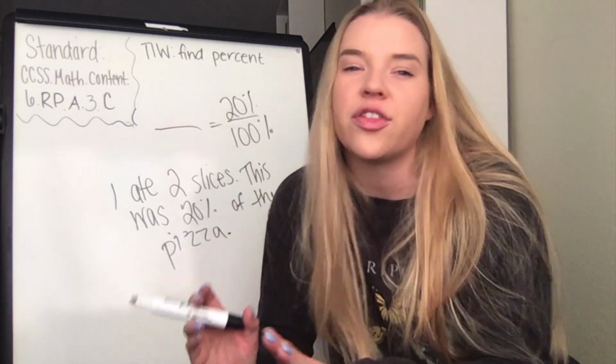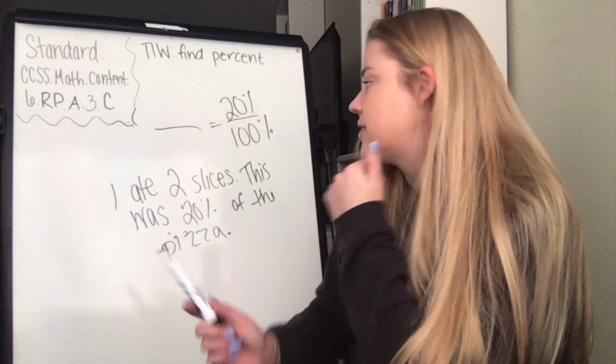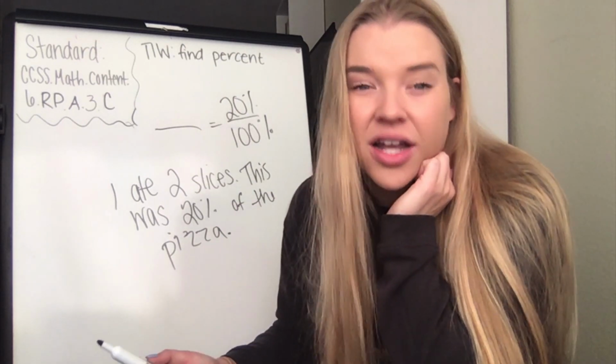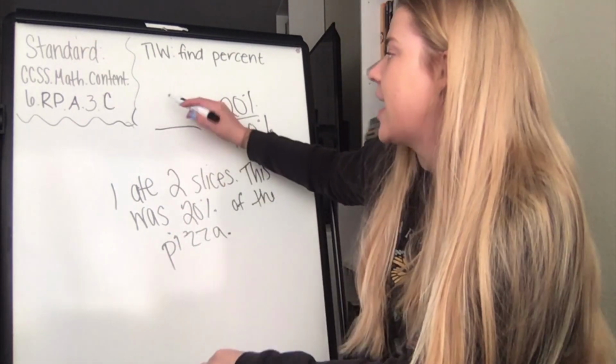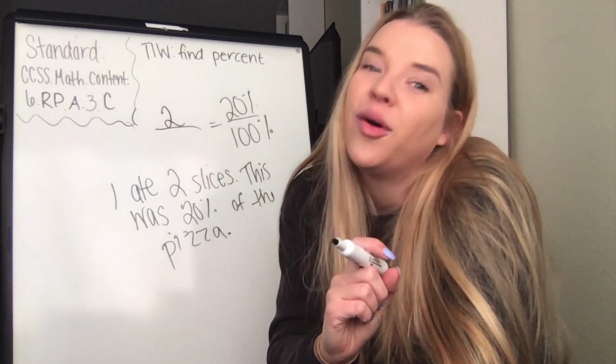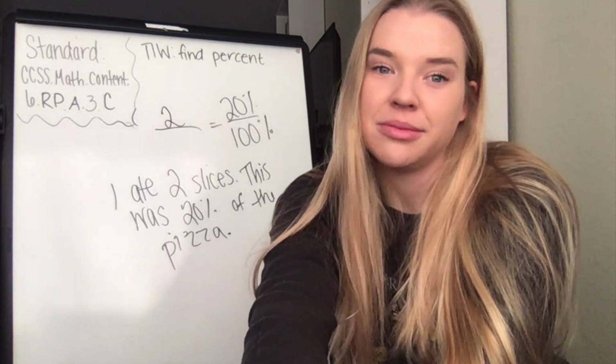And now I have to look at whatever other number and decide, is that a part or is that a whole? So I ate 2 slices of pizza. Did I eat the whole pizza? No, I only ate part of the pizza. So since that's a part, I put that on top. And now in order to solve this, you'll never guess. Multiply across, divide by what's left. Solve it, pause, and then come back to me.